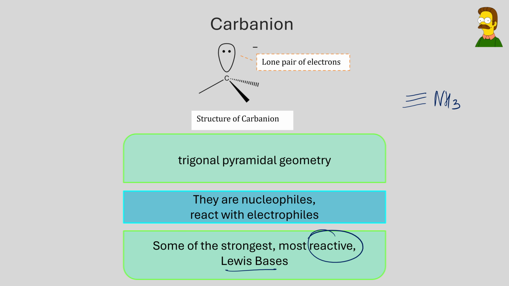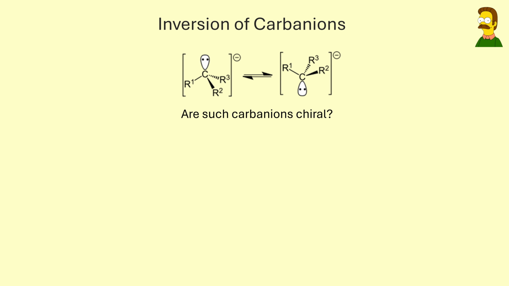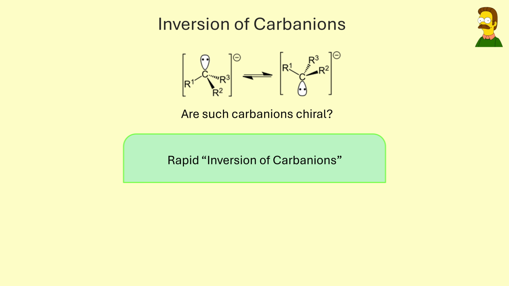I'm going to take a small detour to talk about something that may be bothering you if you're watching this video and thinking a little bit more than usual. Are these chiral? If I put a carbon surrounded by 3 different R groups, and here I've got a couple of electrons, is this type of carbanion chiral? Well, if you're thinking this, awesome, it's a little bit extra, but it's not, because there's a rapid inversion that happens between this form and the form that's on the right.